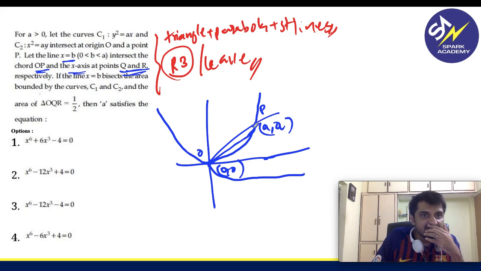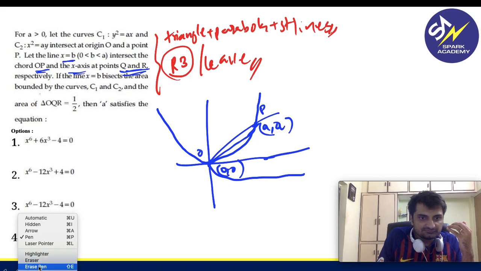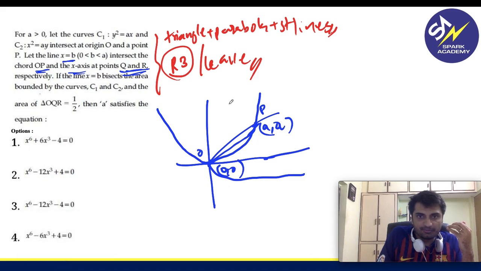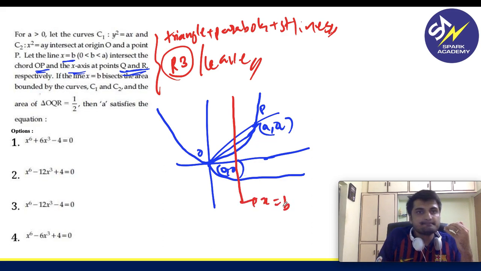So what they are saying is a line x equal to b. So I will draw another line x equal to b. So let us say this is some x equal to b. This is that line x equal to b. It intersects the chord OP and the x-axis at the points basically. Here it is meeting at Q, here it is meeting at R.